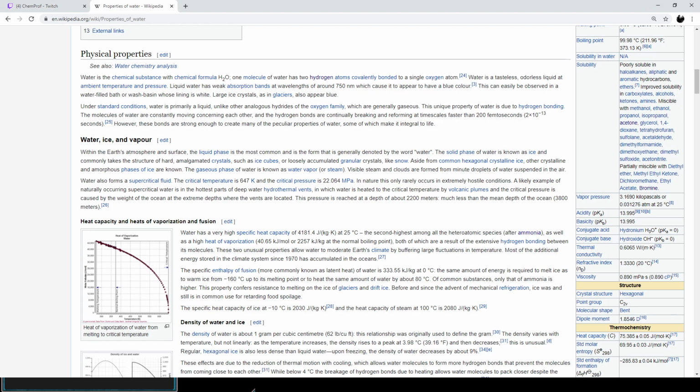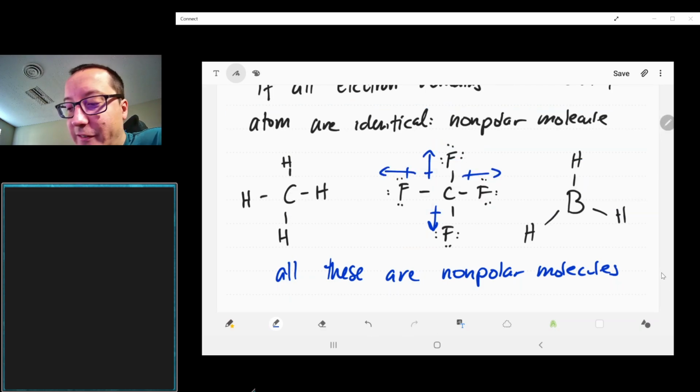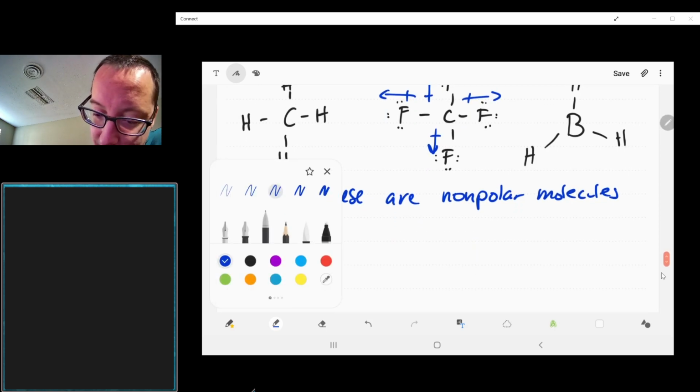Those are some examples of things that we would see are polar versus nonpolar. All of these ones that we've drawn here are nonpolar because they are completely symmetrical.